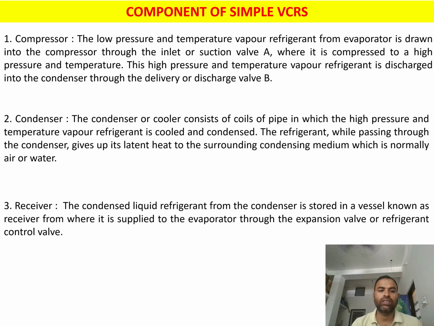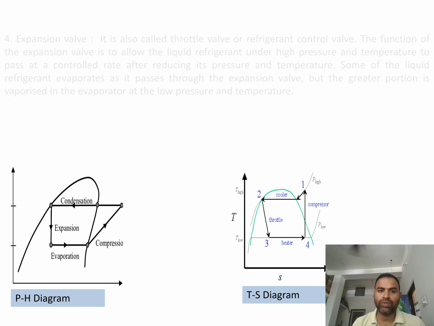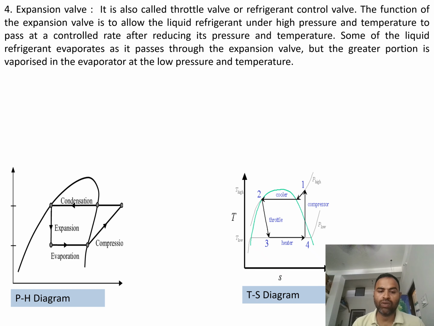Third component is receiver. The condensed liquid refrigerant from the condenser is stored in a vessel known as a receiver, from where it is supplied to the evaporator through the expansion valve or the control valve. Next component is expansion valve. It is also called throttle valve or refrigerant control valve.